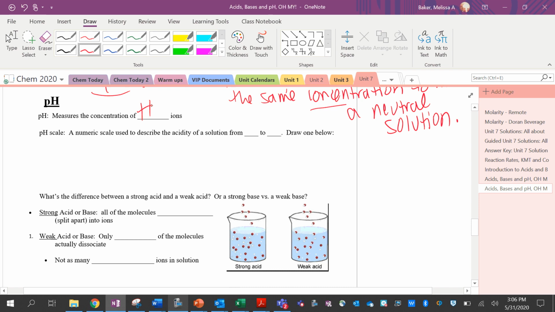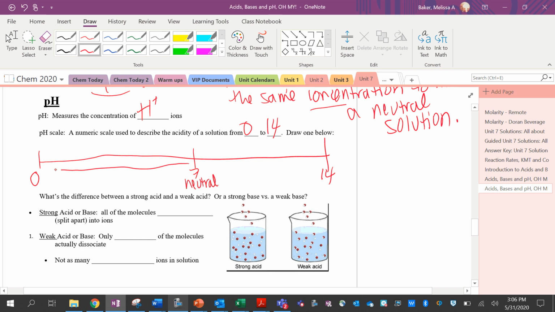pH measures the concentration of hydrogen ions, and you've probably seen pH before and talked about it in other classes. So there's a scale. It goes from 0 to 14, 7 right in the middle. 7 is neutral, and that means that it is neither an acid or a base. Pure water is one example. So strengthening acidity as you go from a pH of 7 down to 0, and strengthening basicity as you go from 7 to 14.